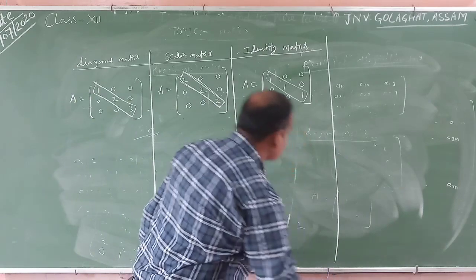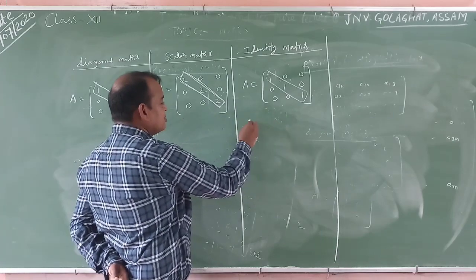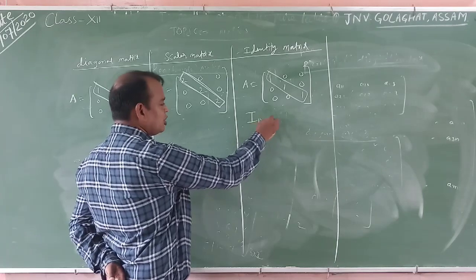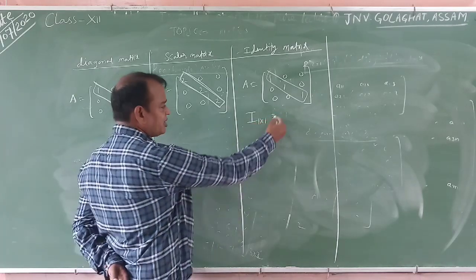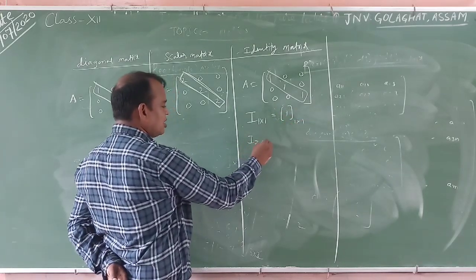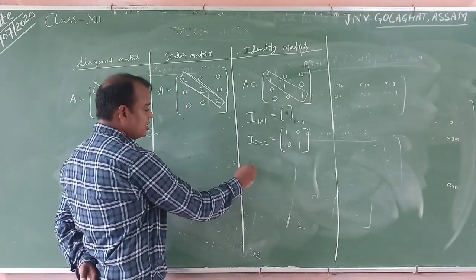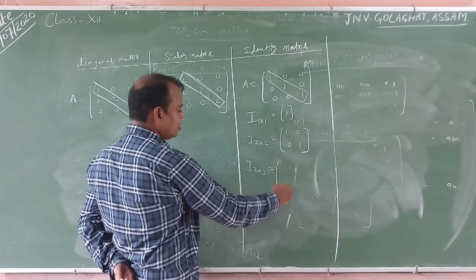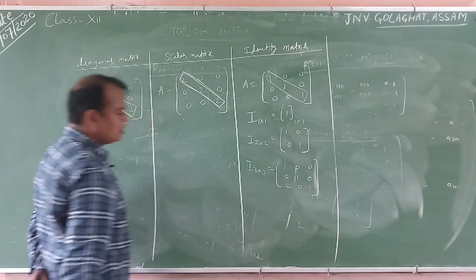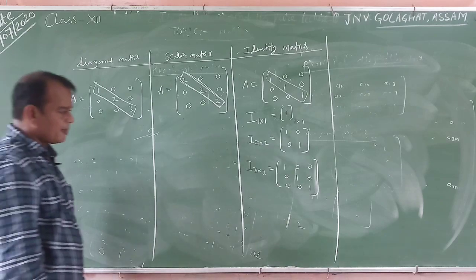Now, the identity matrix is denoted by the symbol I. I of 1 by 1 means the identity matrix of order 1 by 1, that is 1. For a 2 by 2 matrix, I of 2 by 2 is 1, 0, 0, 1. I of 3 by 3 is 1, 0, 0, 0, 1, 0, 0, 0, 1. This is the identity matrix of order 3 by 3.